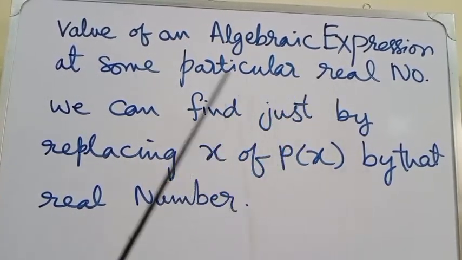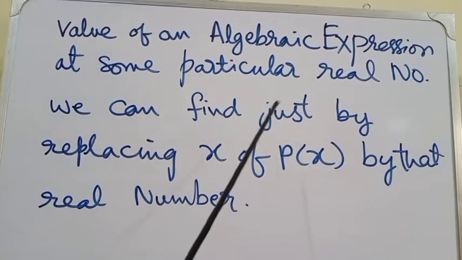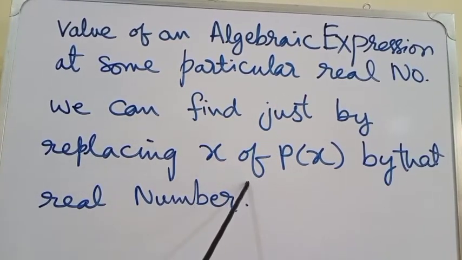Today we learn how to find the value of an algebraic expression at some particular real number. We can find it just by replacing x in p of x by that real number. It means we replace all the terms of p of x by replacing x with the given real number, and then simplify and calculate the answer. And that is the value of p of x.